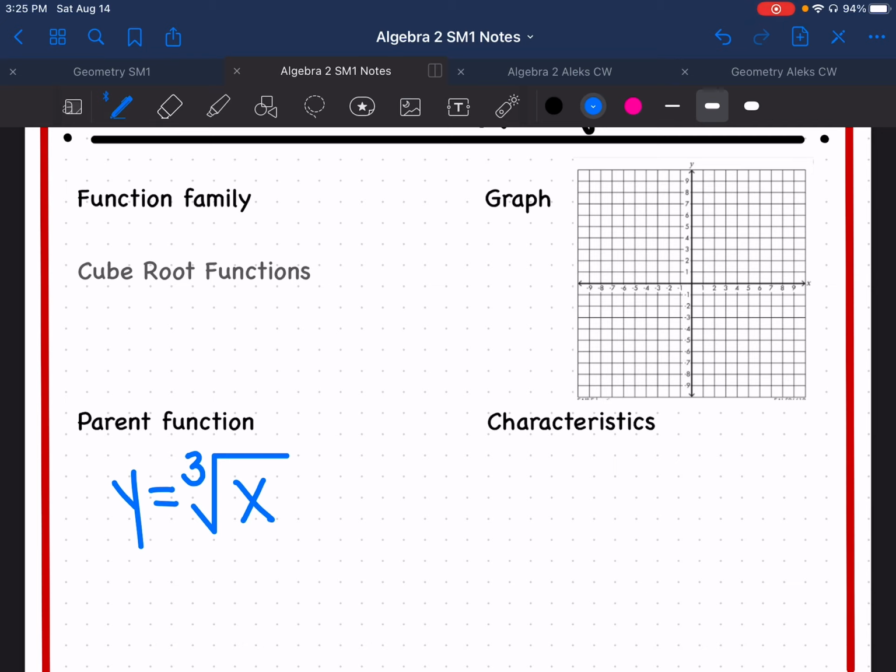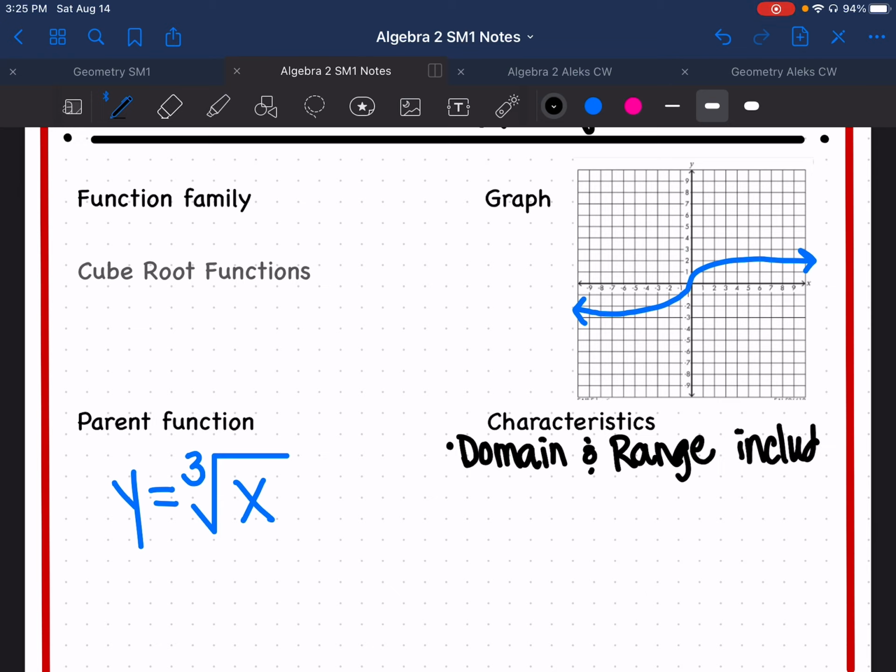This parent function looks very similar to the one we just saw, but let me see if I can do the graph. It's going to do something like this. So very similar, notice, it's just kind of switched around a little bit. All right, some characteristics of this one. Let's talk about the domain and the range. So the domain and range include all positive and negative.